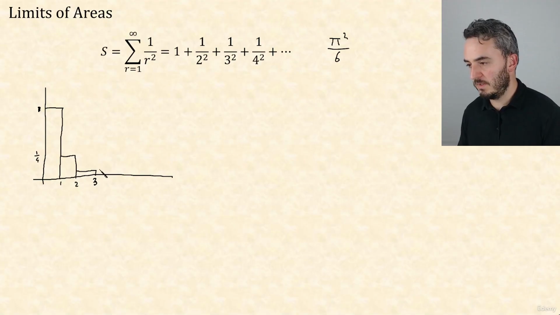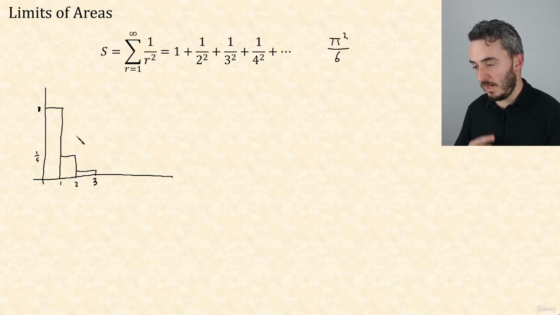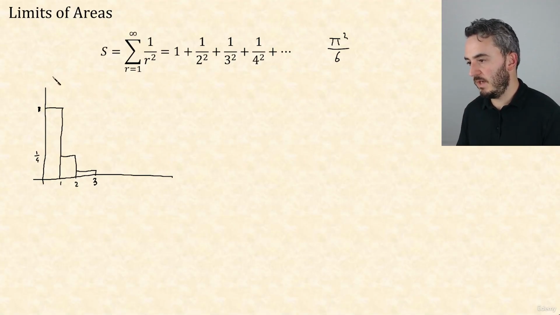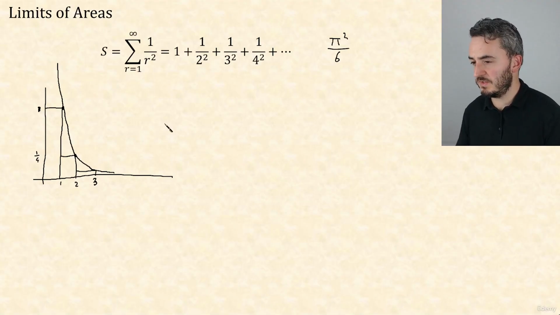And what we can do now is we can say, let's compare this to a curve that goes like this, that just skims past each of these points. Now, what is that curve? Well, it's the curve where when x is 1, y is 1 over x squared. And when x is 2, y is 1 over x squared. And when x is 3, y is 1 over x squared. So that is the curve y equals 1 over x squared.